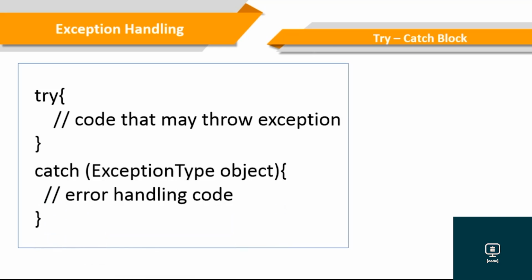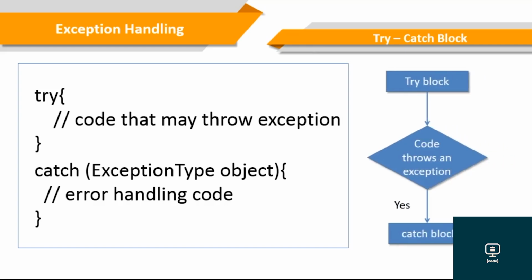So a try block is always followed by a catch block, and we handle the exception in the catch block. So one or more catch blocks can follow a try block. Now, in a catch block, we can use the exception object to print details of the exception. And as you can see here in the diagram, first, the try block is executed, and if the code in the try block throws an exception, the catch block is executed.